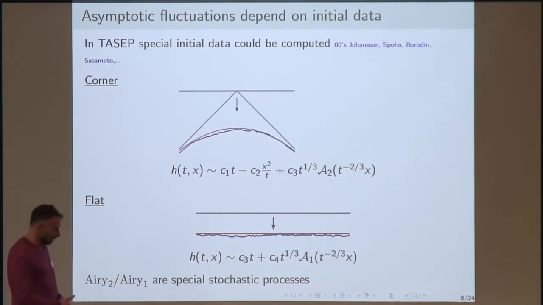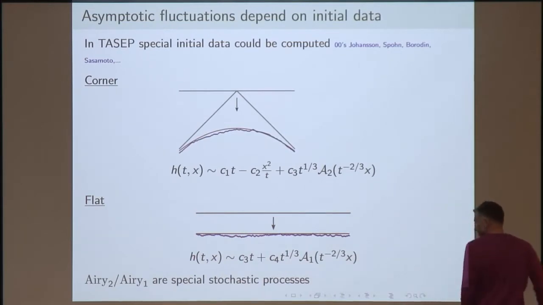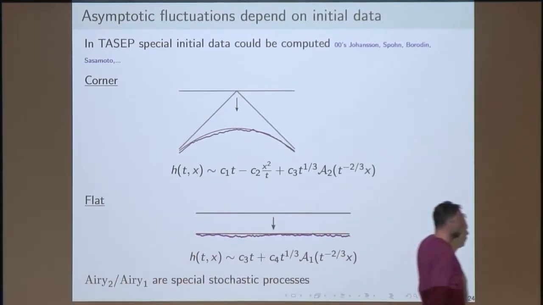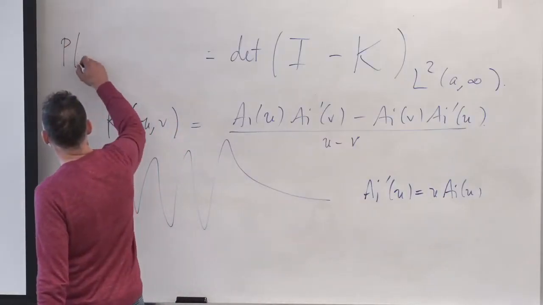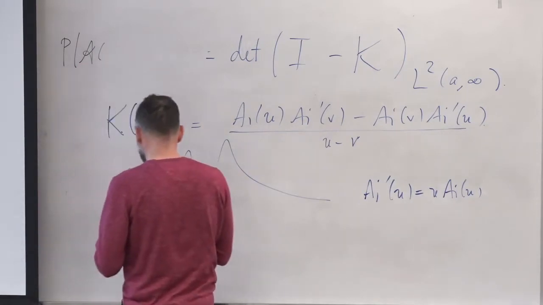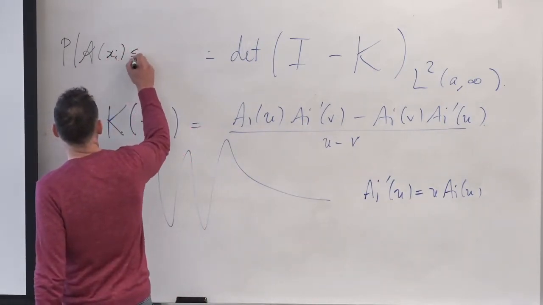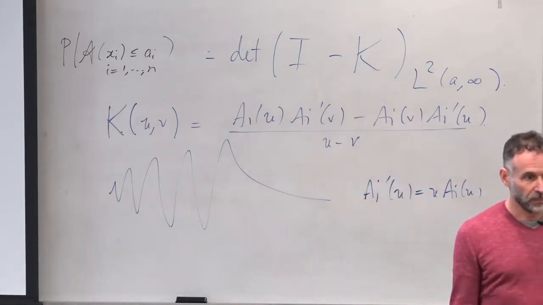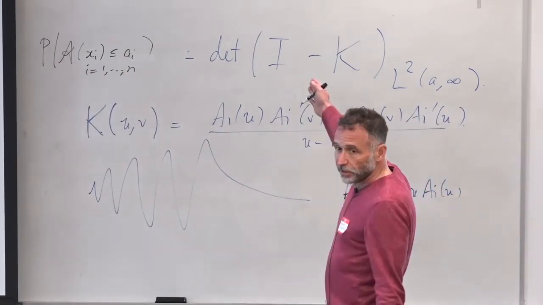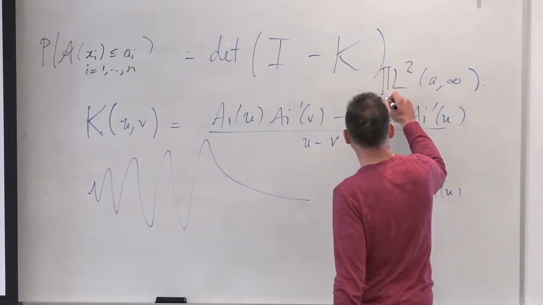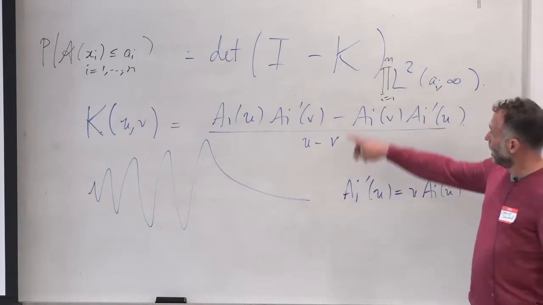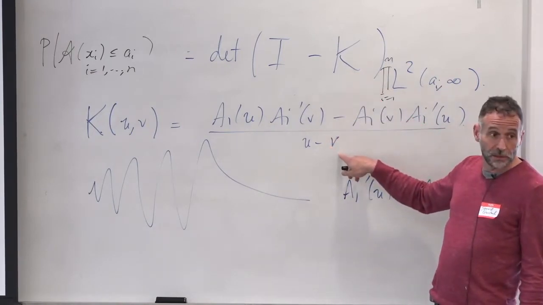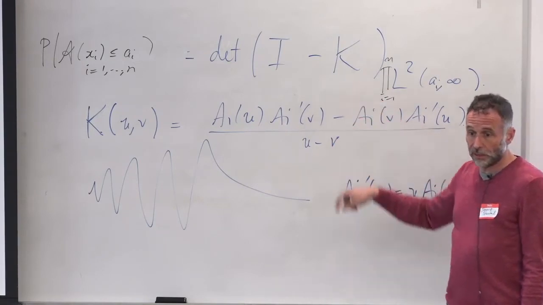So what do these formulas look like? Essentially, maybe I'll draw it on the blackboard. The formulas have the following nature. You want to know what are the finite dimensional distributions, the probability that one of these processes, A of x_i, is less than or equal to a_i, i equals 1 to n. You want those finite dimensional distributions, and that will define the process. And they're also given by Fredholm determinants, but now you look at the product, i equals 1 to n, of L2 of a_i to infinity, and your kernel becomes a matrix version of this kernel. An n by n matrix valued operator. So I'll just show you that one.